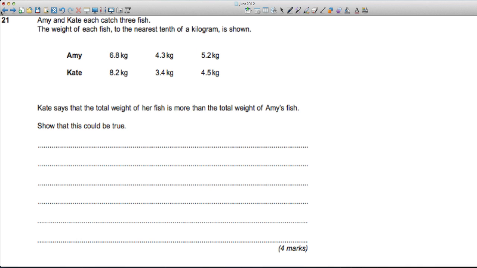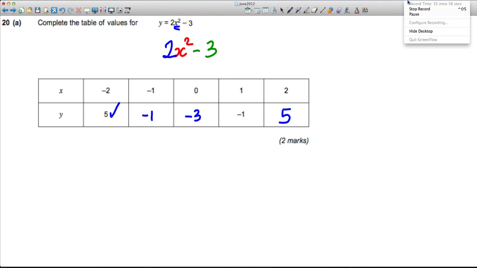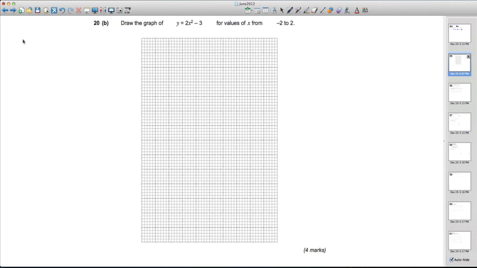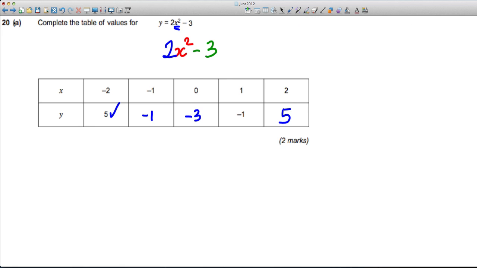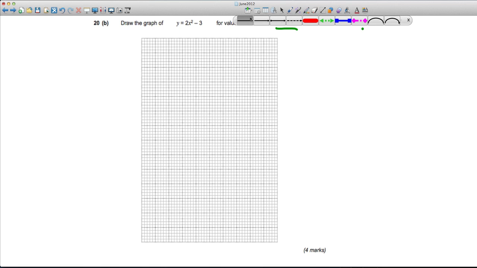And the next question, okay, now let's plot this. The next question asks us to plot that for values between x is minus 2 and 2. So all we've got to do is draw a graph here. How far do we have to go? We have to go up to 5 and down to minus 3 and across minus 2 to 2. So let's just pick an easy scale. That's 1, 2, 1, 2. So in fact, why don't I just do it over here like this? And we need to go down to minus 3 and up to 5, we said.